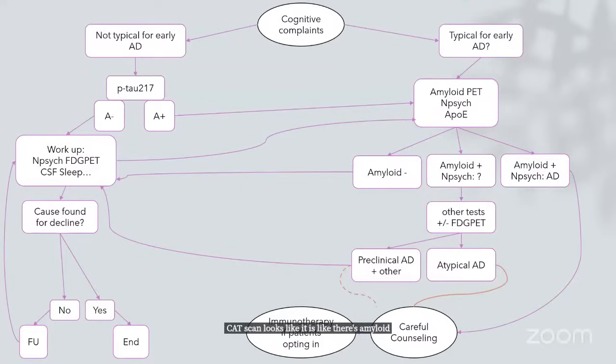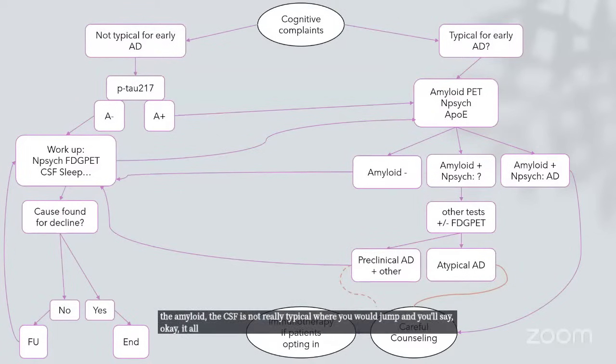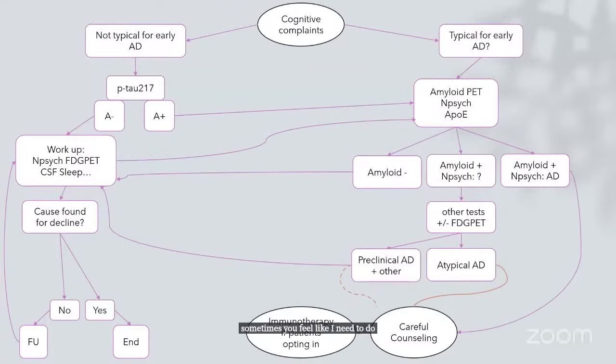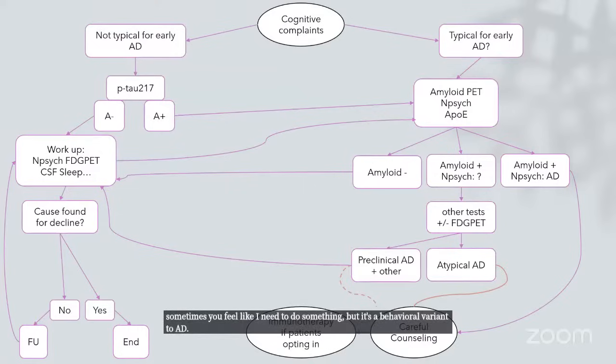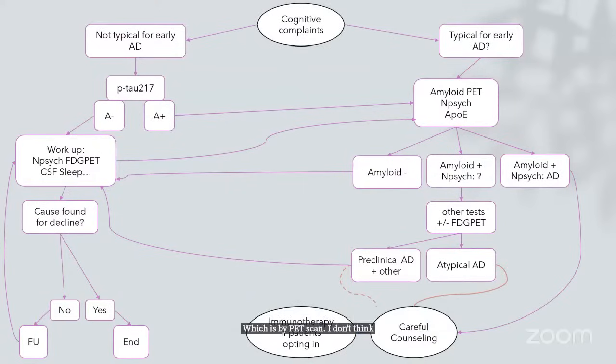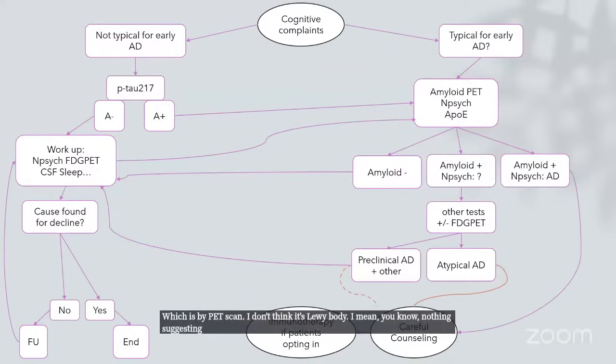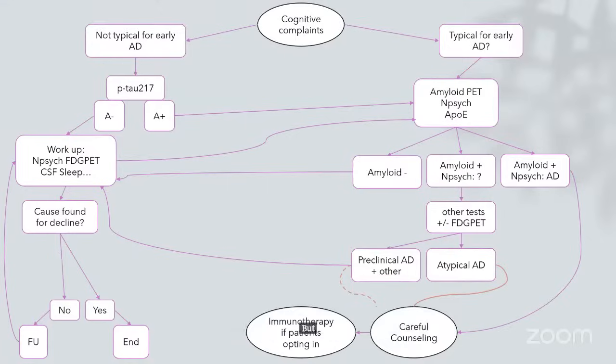Yeah, but you do understand PET scan has a lot of false positives. I would refrain because the CSF is not really typical where you would jump and say, okay, it all fits. I agree, you want to help the patient. I totally agree. Sometimes you feel like I need to do something, but it's a behavioral variant AD, by PET scan. I don't think it's Lewy body. I mean, nothing suggesting Lewy body, but the tau is very high. The amyloid is high. I'm not sure. I would really refrain from giving the patient medication. I would not give him.